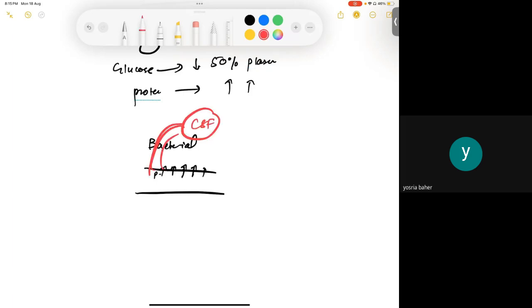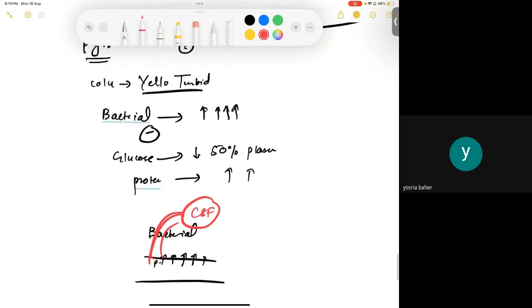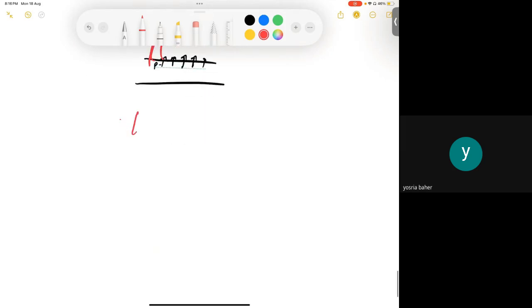Is it clear? So in any questions, if you have labs, these labs are going to help you, whether it's a bacterial meningitis, whether it's a TB, which I'm going to discuss in a bit, whether it's a viral meningitis. So let's discuss viral meningitis now.